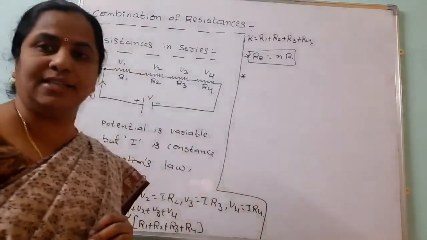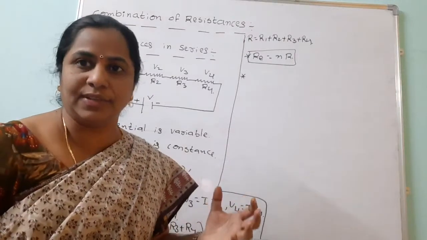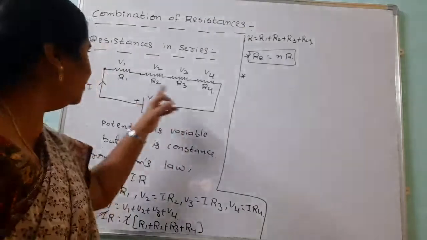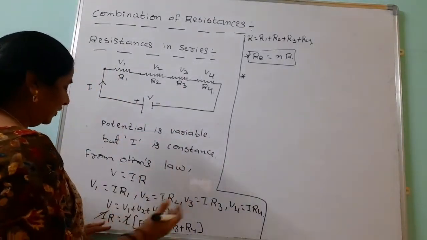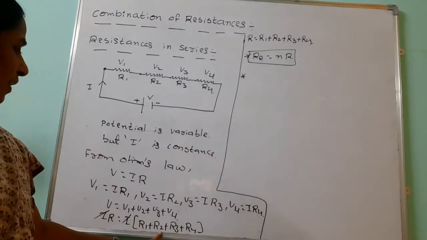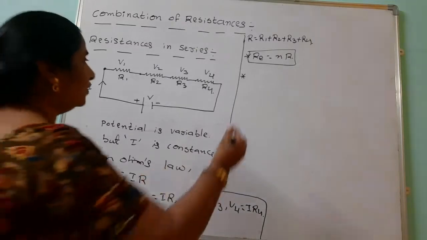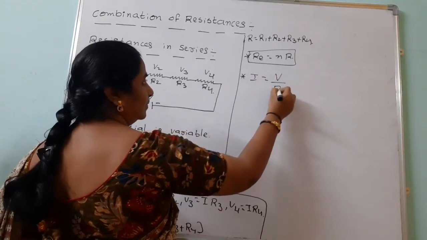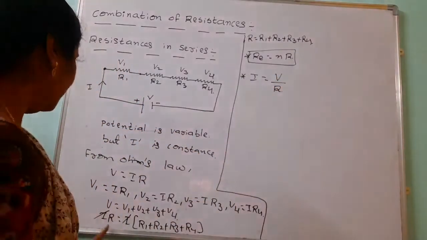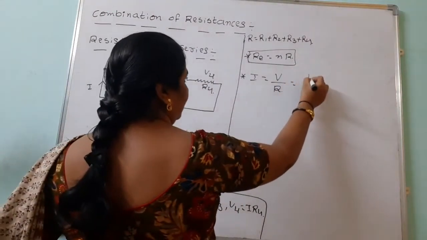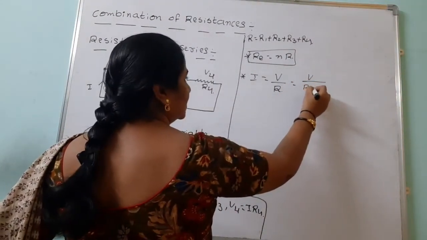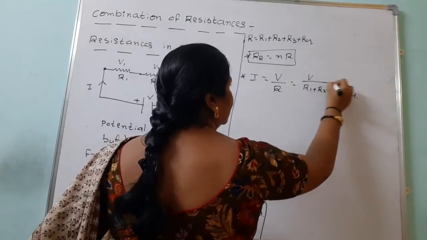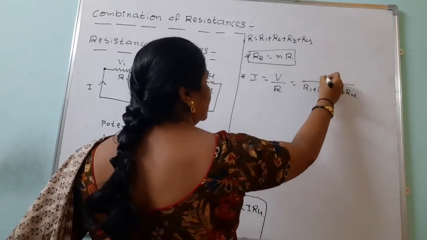How is the potential dividing? Suppose in our problems we know the current and the individual resistances. How do we find the potential across the individual resistors? From this we know that R equals R1 plus R2 plus R3. Then how do we find the current here? I equals V by R. So instead of R, we write V by R1 plus R2 plus R3 plus R4, because we are using four resistances.